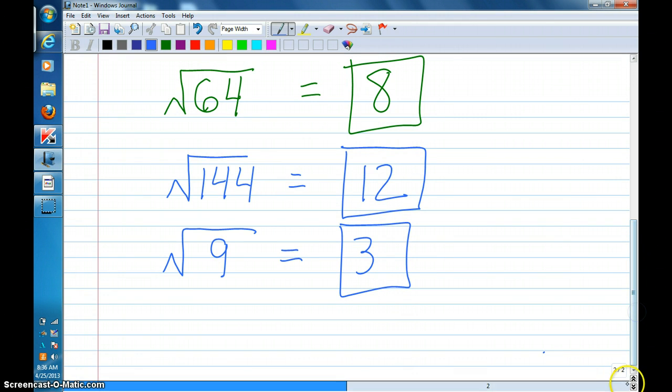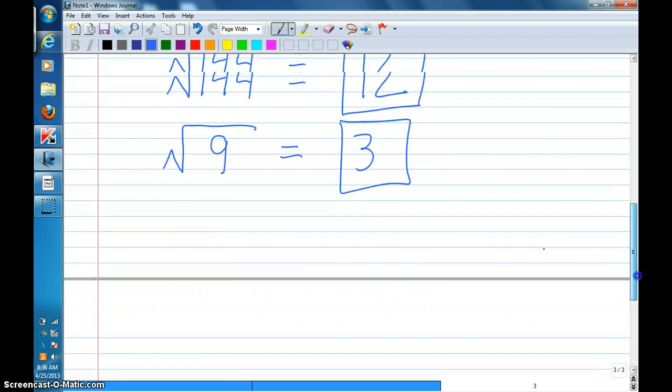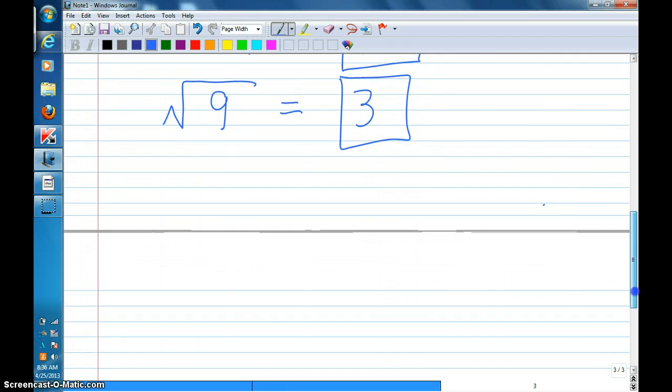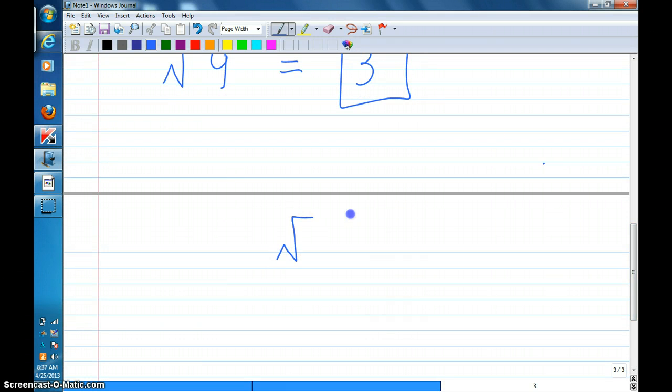You don't always get perfect squares though, and this is where you are going to estimate, and we are not going to use our calculator for this. So for example, let's take the square root of, let's say, 45. 45 is not a perfect square, so we want to think of the perfect squares on either side of this.